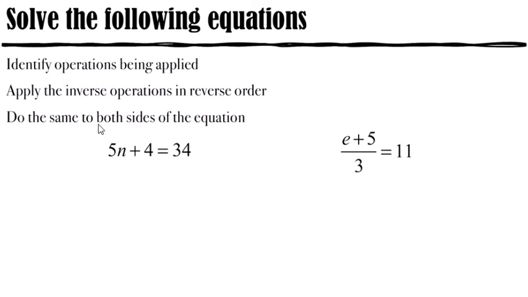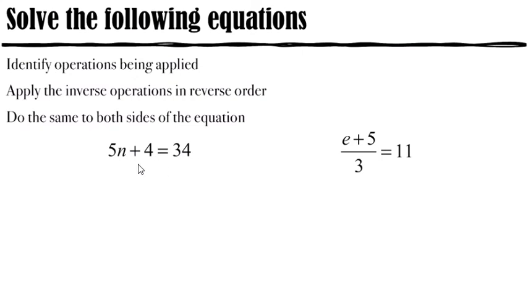Now for both equations we're going to identify the operations being applied, then apply the inverse operation, so remember, the opposite in reverse order, so we're going backwards. We just need to remember that whatever I do to one side of the equation, I need to do the same to the other side, just to make sure that both sides are still equal. So my first equation, 5n + 4 = 34.